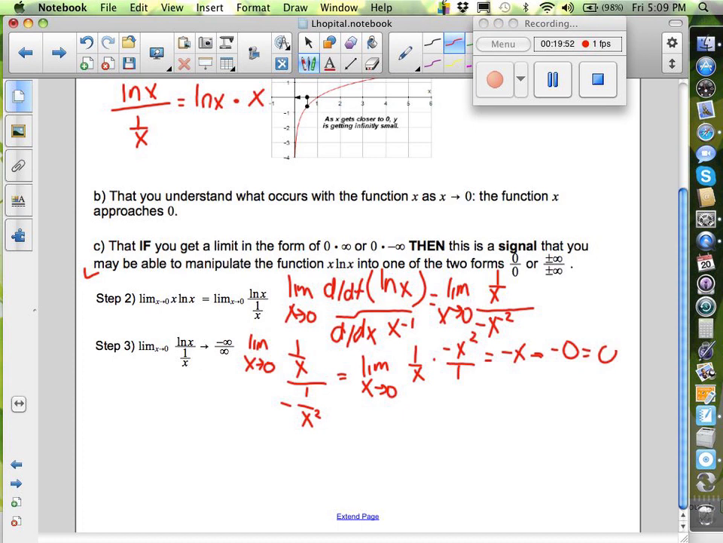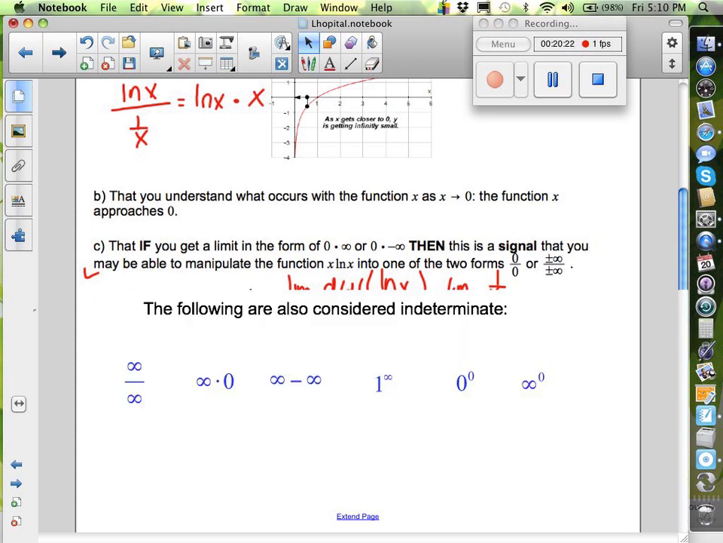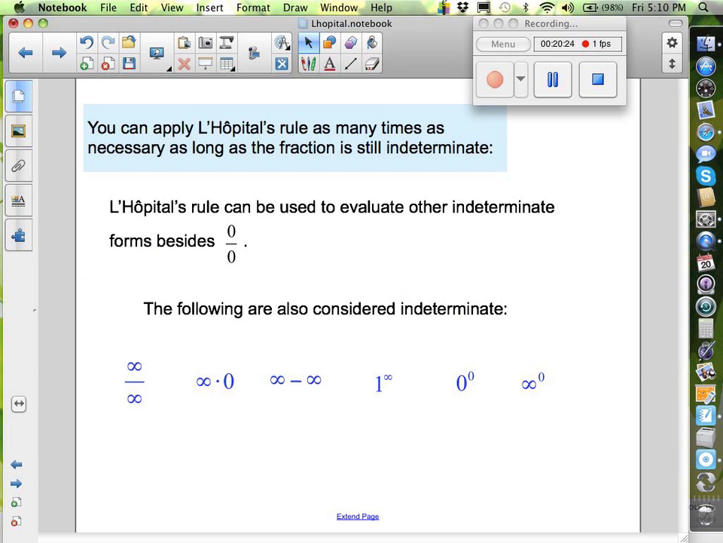So here, a tricky limit to figure out, the limit as x approaches 0 of x natural log of x is actually just 0. And you might not have figured that out looking at the indeterminate form there. So L'Hopital's rule comes in real handy when you've got a limit that's a little bit trickier to work with, by taking the limit of the derivatives. You can apply L'Hopital's rule as many times as necessary as long as the fraction is still indeterminate.